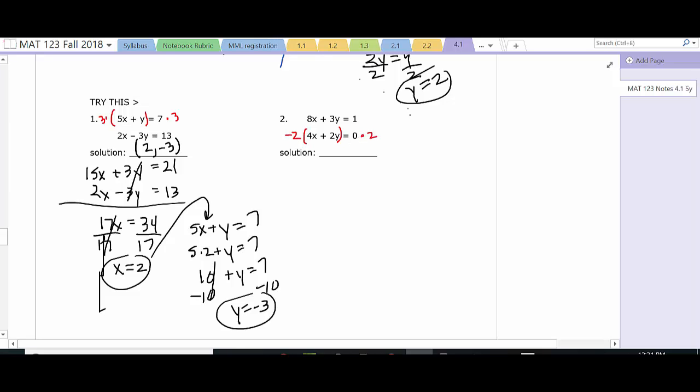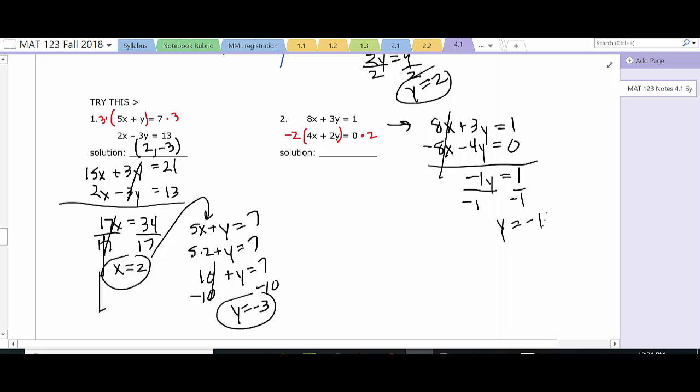And you're always going to know if this is working. So top equation, I'm going to leave it alone. Second equation would be negative 8x minus 4y equals 0. Okay, you do it this way, that cancels. That's negative 1y equals 1. That's what you would get if you do it that way. Now divide by negative 1. So therefore you get y is negative 1. Okay, and that's what you got, wasn't it?